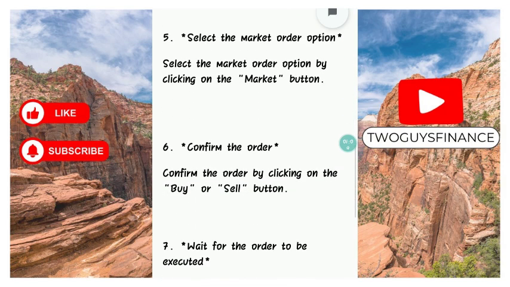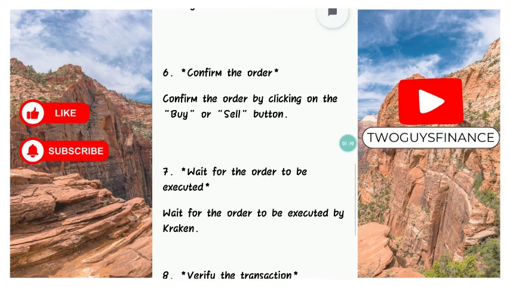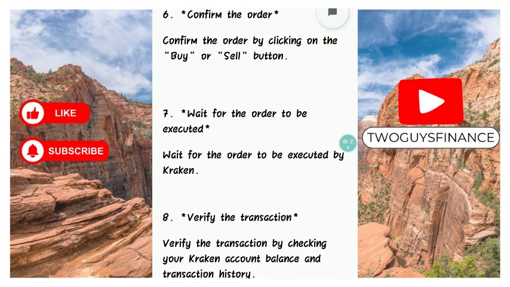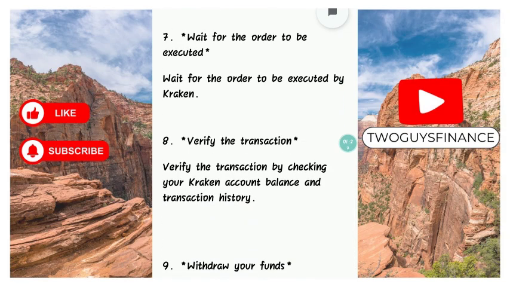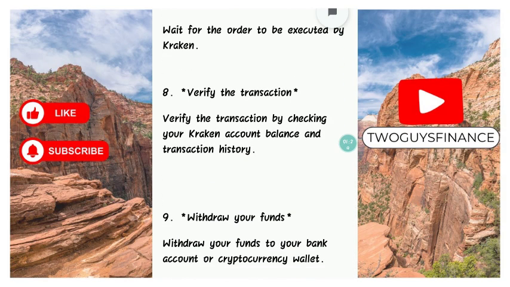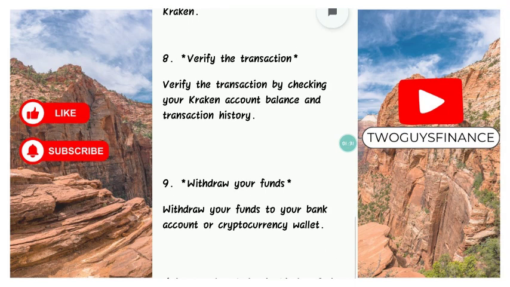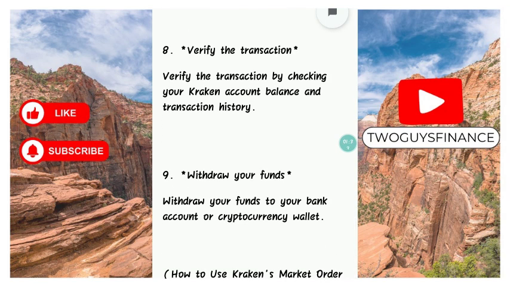And there you just confirm the order by clicking on the buy or sell button, depending on which one you're doing. Click on that to confirm the order, and then wait for the order to be executed by Kraken. You can verify that by checking your Kraken account balance and transaction history. And if it's successful, go ahead and withdraw your funds to your bank account or to your cryptocurrency wallet.